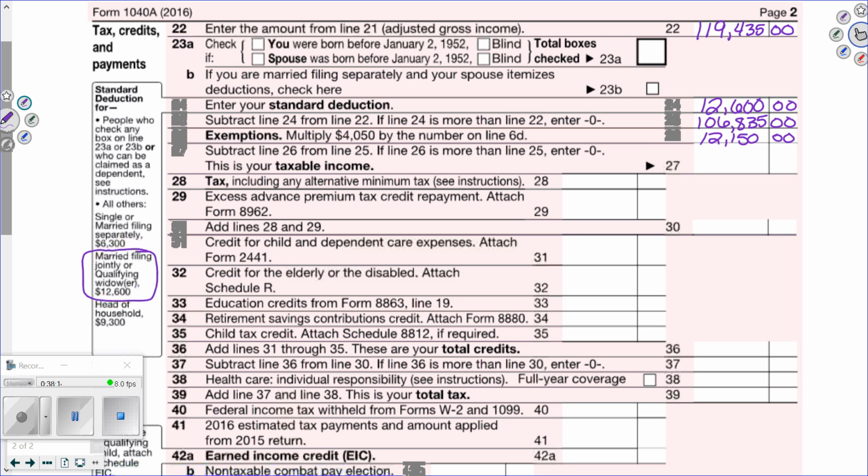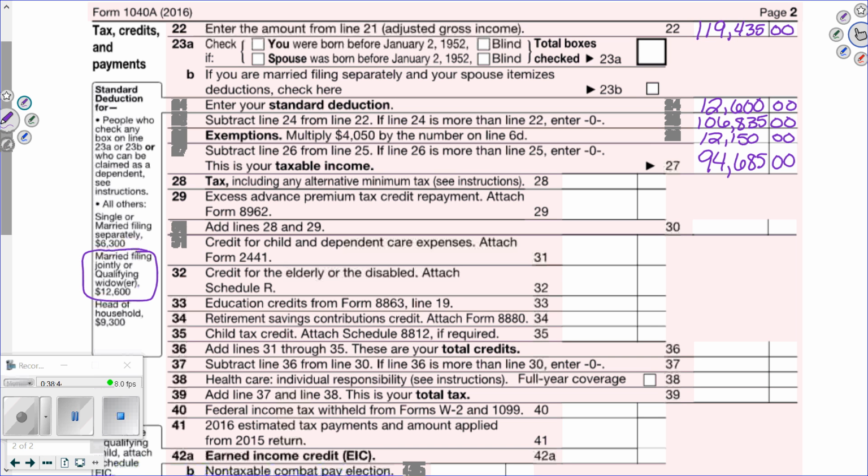All right, 27. Subtract line 26 from line 25. If line 26 is more than line 25, enter 0, but it's not. So subtract line 26 from line 25. $94,685. This is your taxable income.